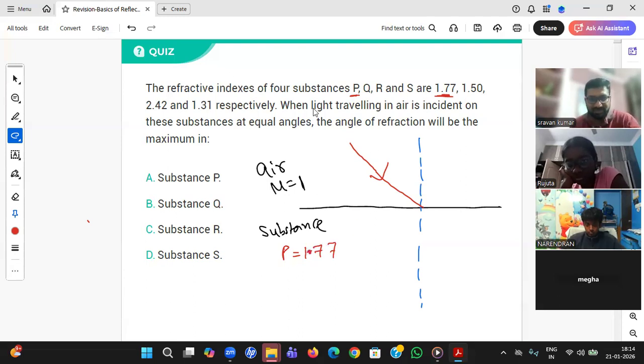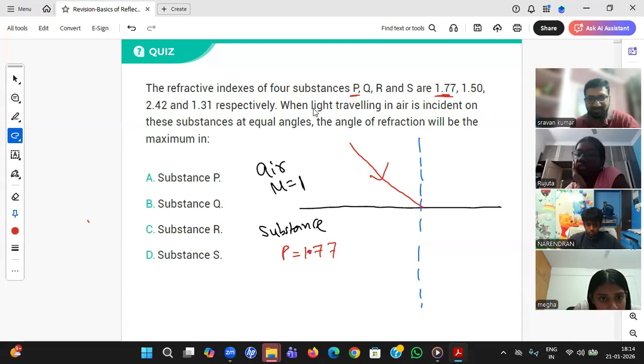Let me see the answers. Narendran, right answer. Megha, right answer. Rujuta, right answer. Harshini, very good, right answer. Yes, Rujuta, how did you do it, student? What is he asking?